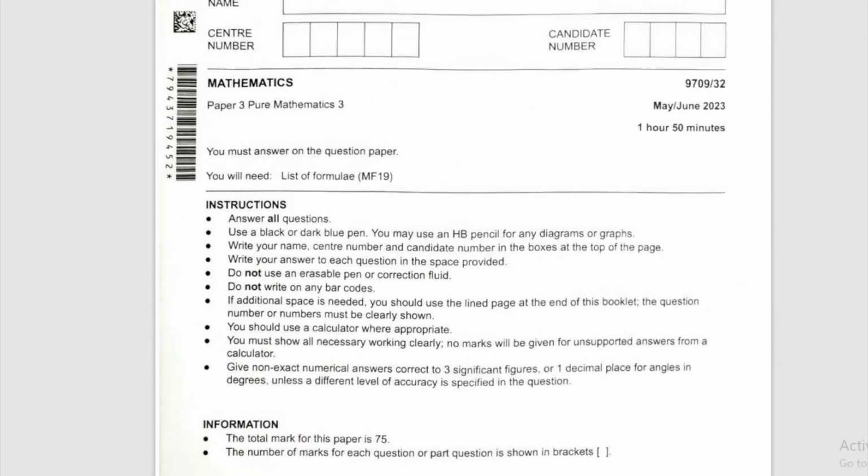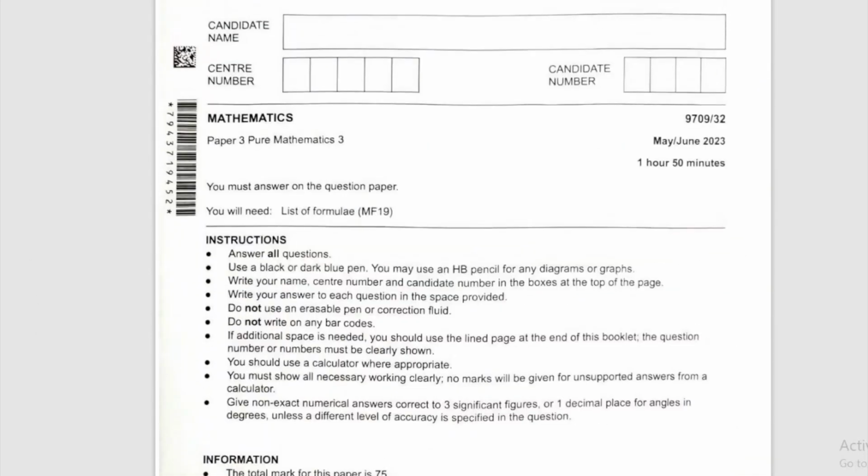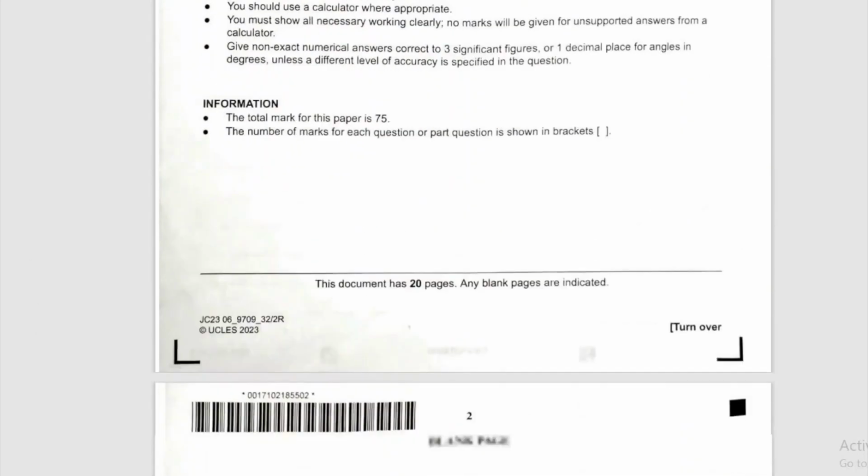We're going to look at this year's exam, paper 3, Mathematics, May/June 2023. As you can see, May/June 2023, paper 3, variant 2. Now the first question is inequalities. We are asked to solve the inequality.